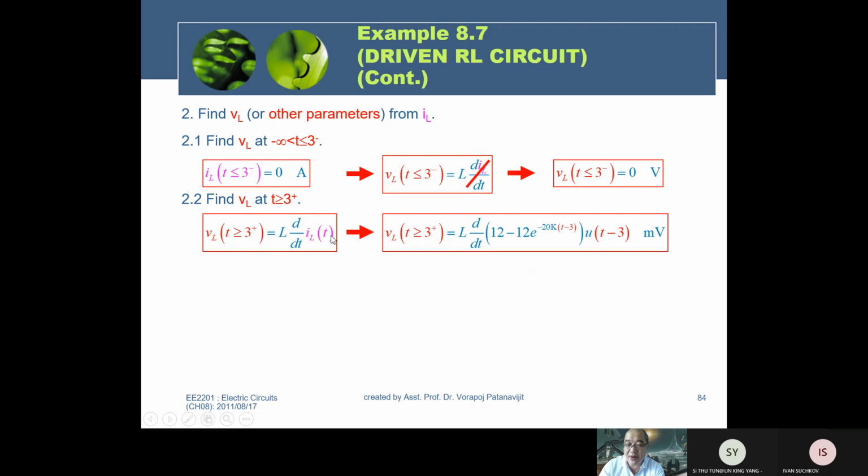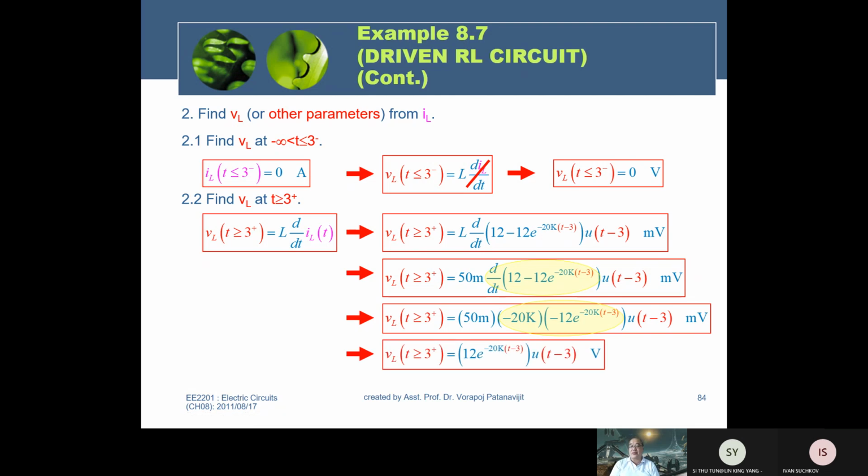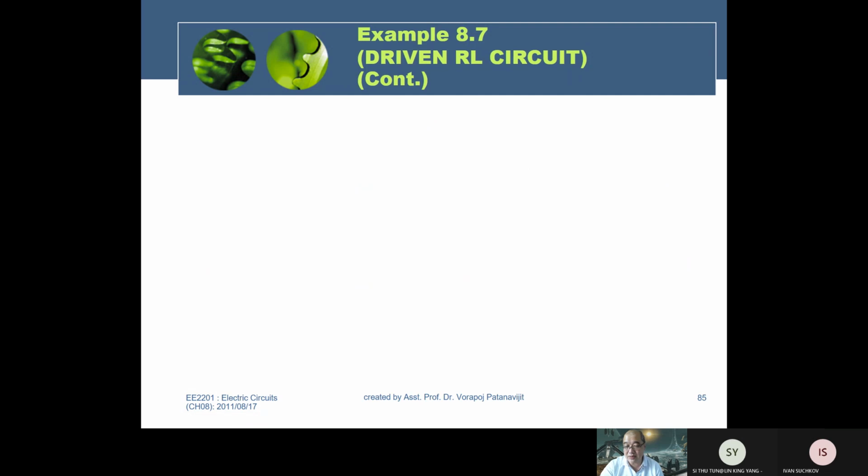Take the derivative of IL, VL equals L di/dt. The inductor current that you computed from the previous step equals 12 minus 12 e power minus 20k multiplied by (t minus t0). Taking the derivative, the derivative of the constant gives you 0. The derivative of e^(at) gives you a e^(at), with 20k put in here. And you can simplify the equation by multiplying all terms together. It gives you VL equal to 12 e power minus 20k (t minus t0) u(t minus t0).